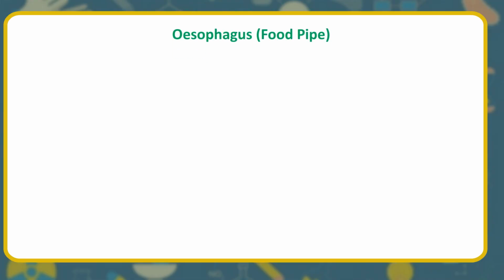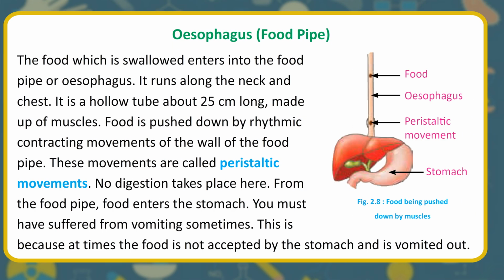Esophagus, the food pipe. The food which is swallowed enters into the food pipe or esophagus. It runs along the neck and chest. It is a hollow tube about 25 centimeters long, made up of muscles. Food is pushed down by rhythmic contracting movements of the wall of the food pipe. These movements are called peristaltic movements. No digestion takes place here.